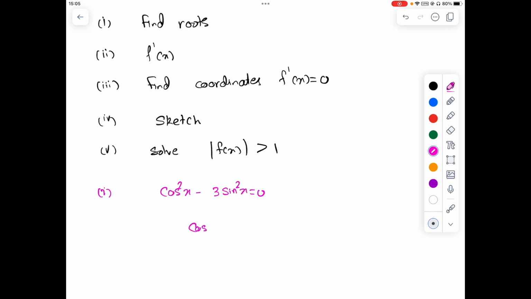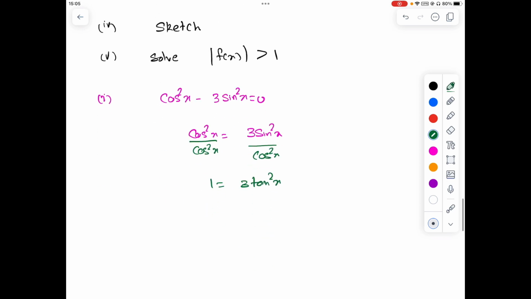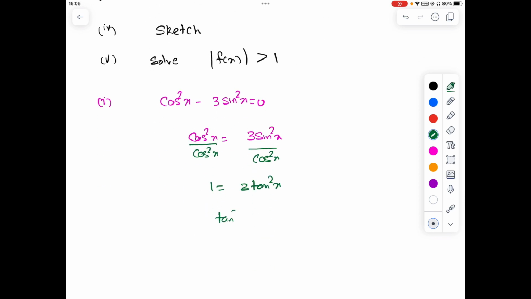So what does that become? Cos square x equals 3 sine square x. Then dividing by cos square x on both sides, cos square x and cos square x, so 1 equals 3 tan square x. So tan square x equals 1 upon 3. So tan x equals plus or minus 1 upon square root of 3.